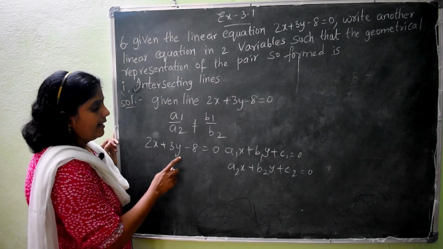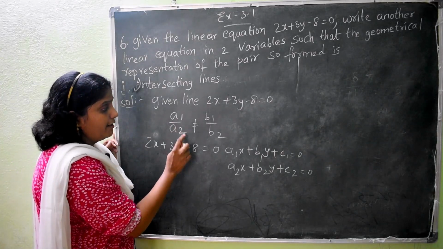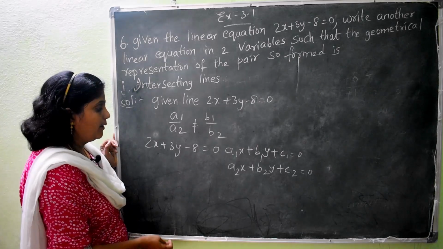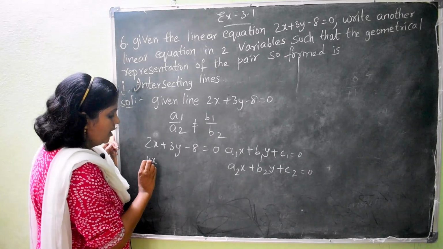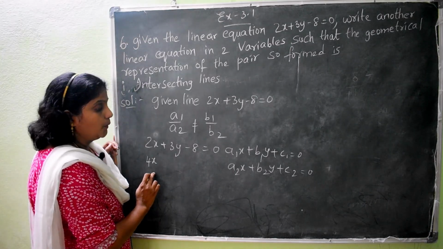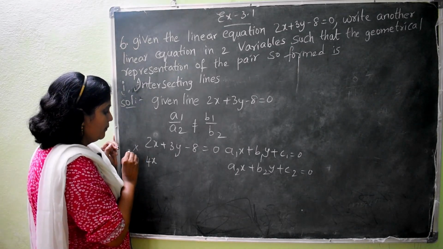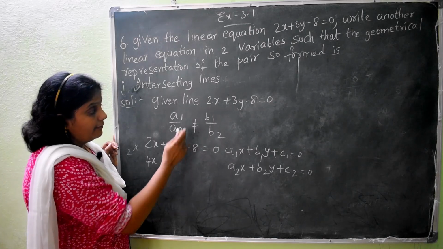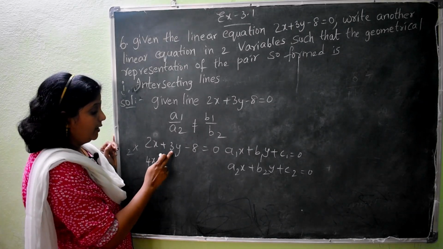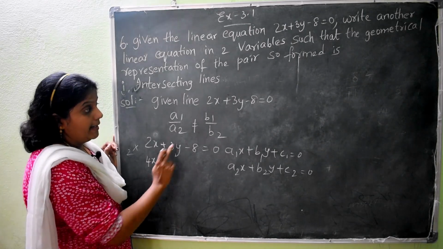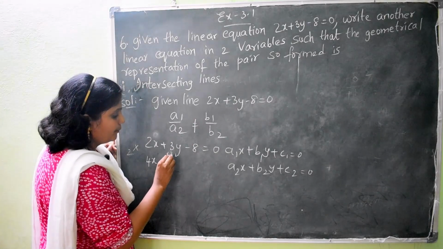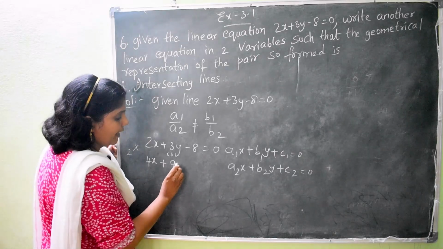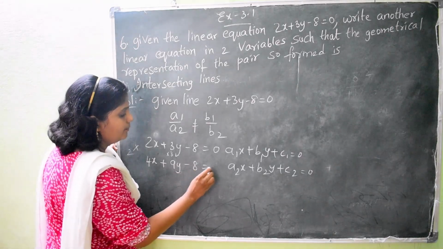So 2x plus 3y minus 8 equal to 0. Here a1 by a2 should not be equal to b1 by b2. So I am writing 2 2s are 4, that is 2 into 2. Again here, if the ratios were equal, we could do 3 2s are 6, but here the ratio is not equal, so do 3 into 3. 3 3s are 9y minus 8 equal to 0.